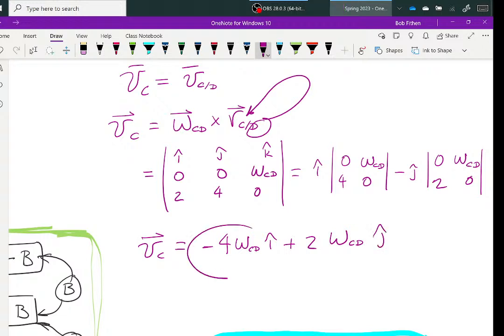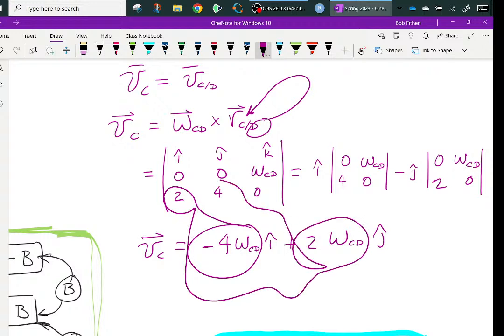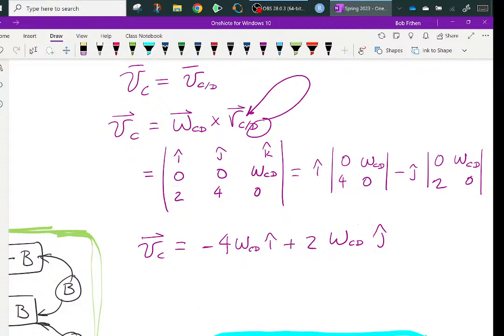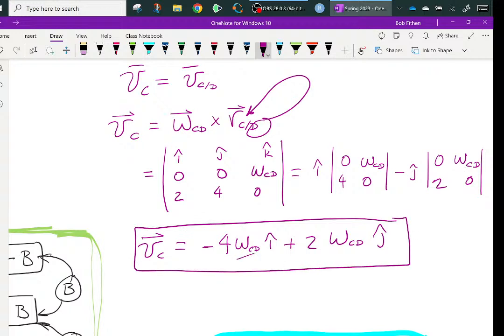Immediately I do a check. That times that plus this times that shows me that this is perpendicular. VC dot RCD is equal to 0, so they are perpendicular. So that's kind of a check along the way. At this point, I can't really do anything more than that because I don't know omega CD, and that's the point. I'll have to find it.